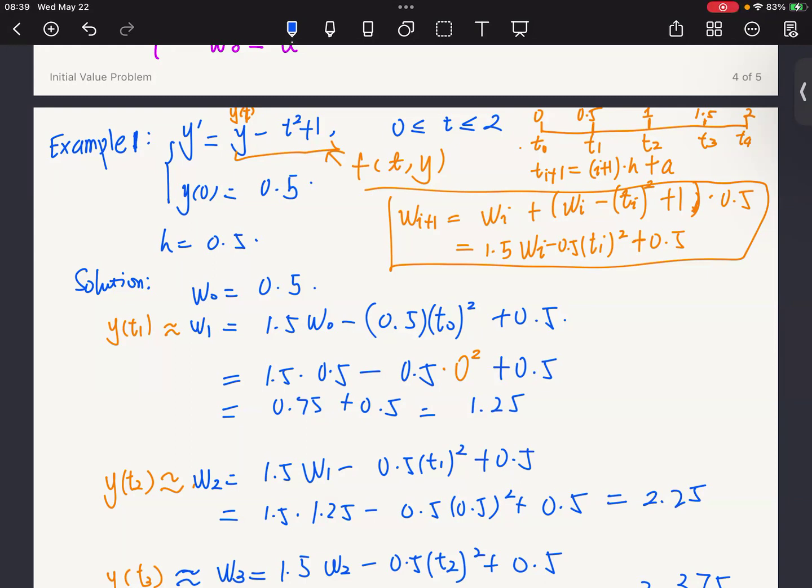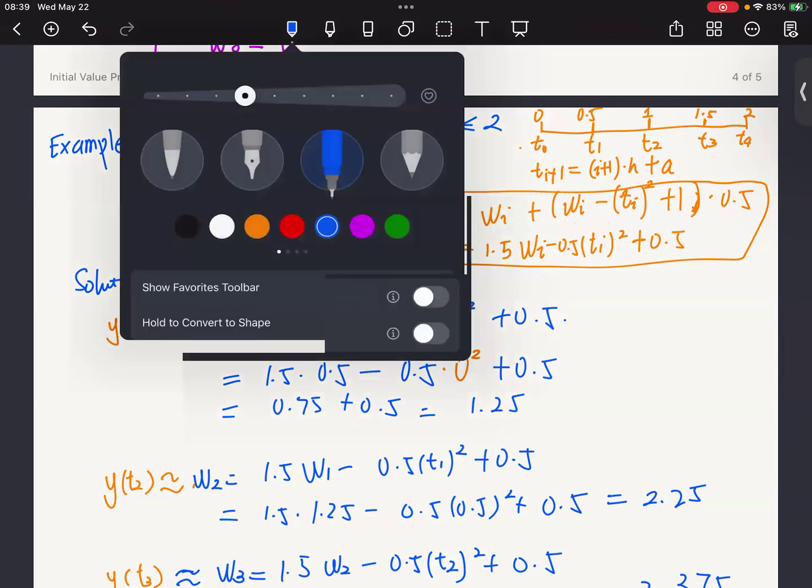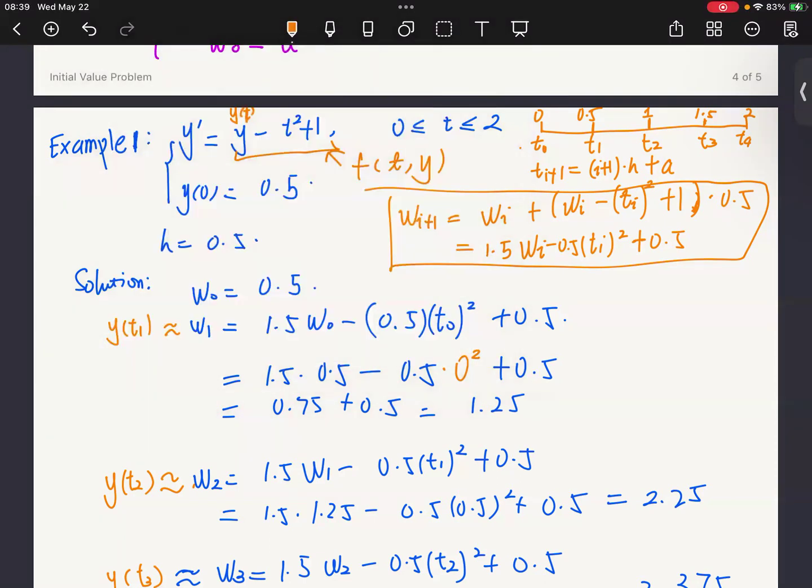And here we have, let's see, I just write down on the iPad in this case. You have your f function, f of t and y, here. If we change the step size h, and h equals 0.5 or 0.2, what's the Wi plus 1?